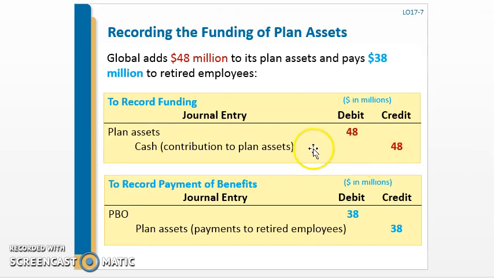Okay, so let's say we're recording the funding of plan assets, how we actually put the money into plan assets. We debit plan assets, credit cash, right? That's the contribution of $48 million. And we pay $38 million to our retired employees. So we reduce plan assets, and we also decrease our PBO, our projected benefit obligation, because it's like reducing the liability.